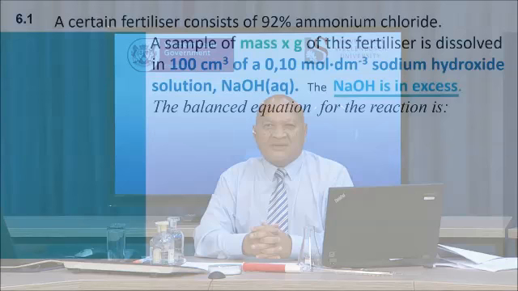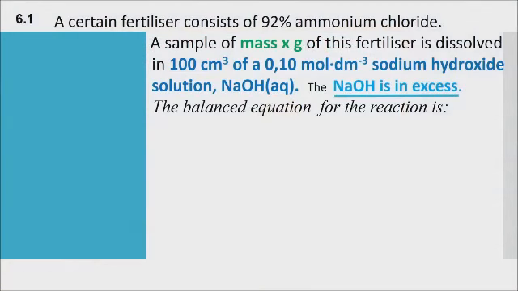On the screen, we have last year's question from the 2015 question paper. This time around, they don't tell you to find the percentage purity. They actually want you to find out what mass X you've put in there. Now, it's the same kind of idea, but they give me a few other tips.